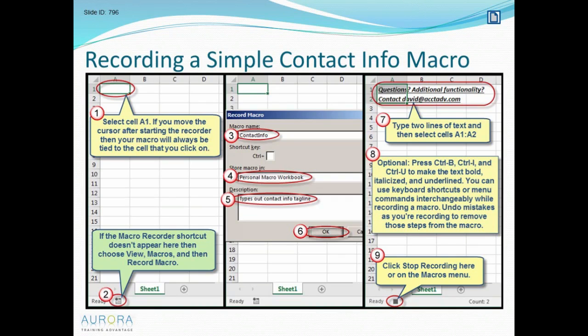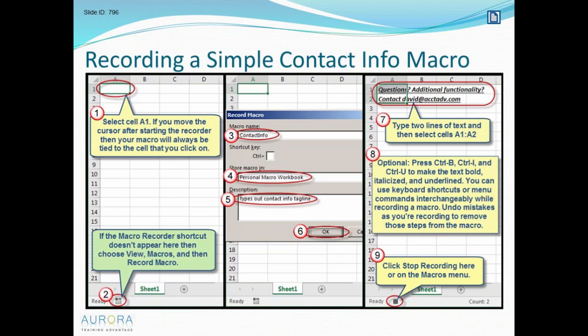Part of why I'm going to put my cursor in cell A1 is I don't want to be motivated to inadvertently move the cursor. Because let's say my cursor was in some random spot, and then reflexively I go back and I click on cell A1. If I made that reflexive move while the macro recorder is running, then I'm tying that macro to always putting this text into cell A1. I don't want to limit to cell A1. I want to put the text anywhere I happen to be.